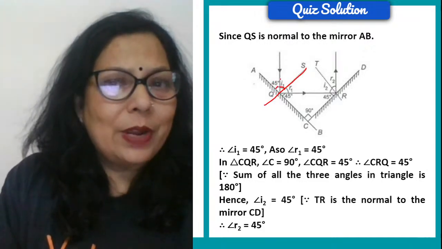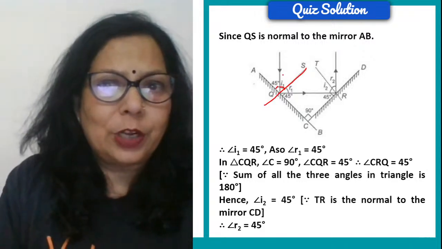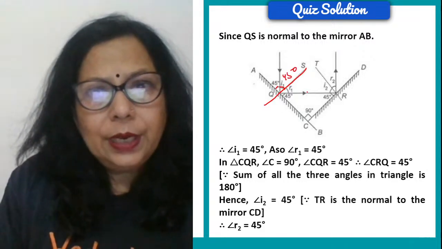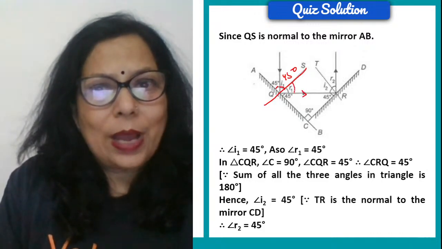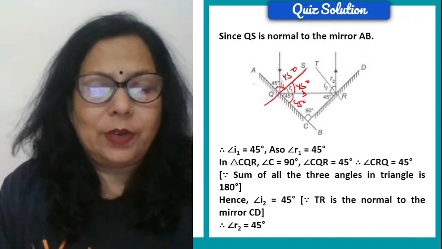45 went on this side. Whatever angle is given, if this were 30, the angle of incidence would have been 60 degree. This is 45, so this will also be 45. Now it is reflected back. So it is the angle of incidence, and the angle of reflection will also be 45 degrees. So this will be left 45 degrees.